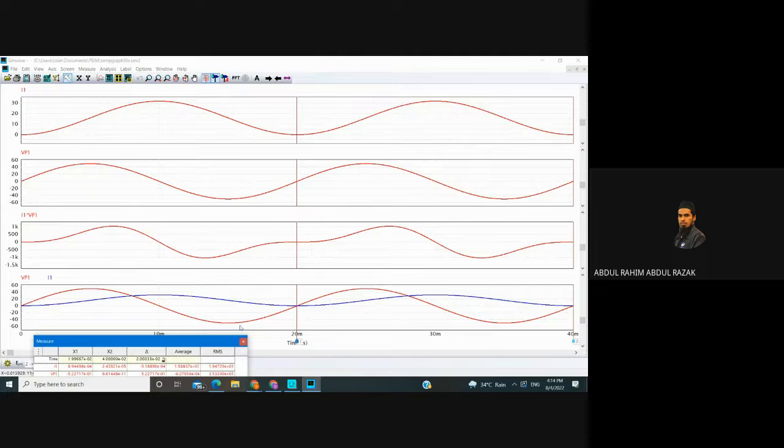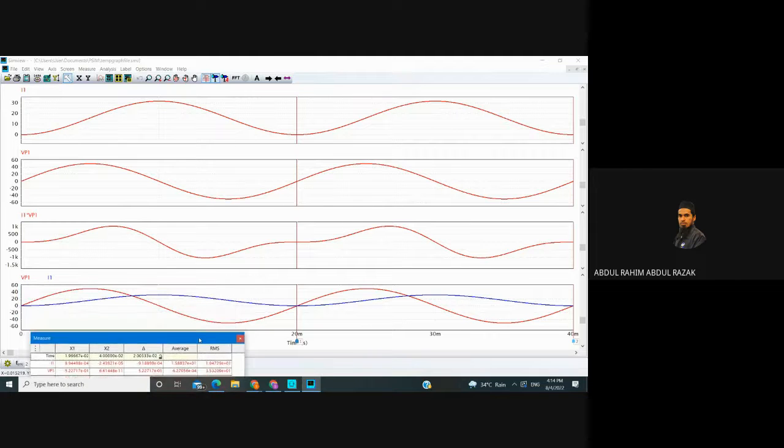But if you are simulating in 1 hour or 30 minutes of simulation, any point you put does not bring any difference to the readings. But if you just present in 2 cycles, you have to be careful, so that the simulation result that you present is a correct result. So that's the step or method.